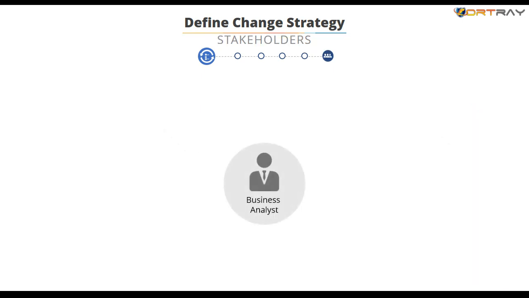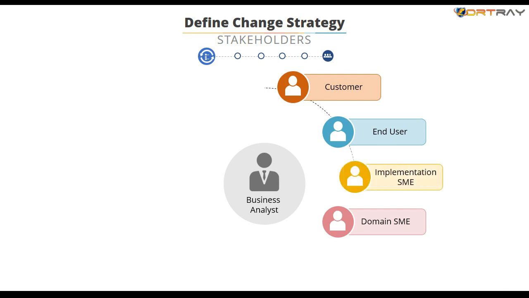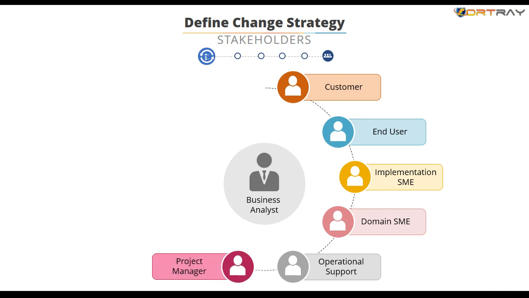While defining the change strategy, a business analyst may involve several stakeholders. The customer and the end users may be involved as focus group members whose input is considered in the enterprise readiness assessment. The domain SMEs and the implementation SMEs have expertise in some aspects of the change. The operation support provides information on their ability to support the operations of an enterprise. The project manager is responsible for managing change and planning the detailed activities to complete a change. The regulator ensures adherence to laws and regulations.